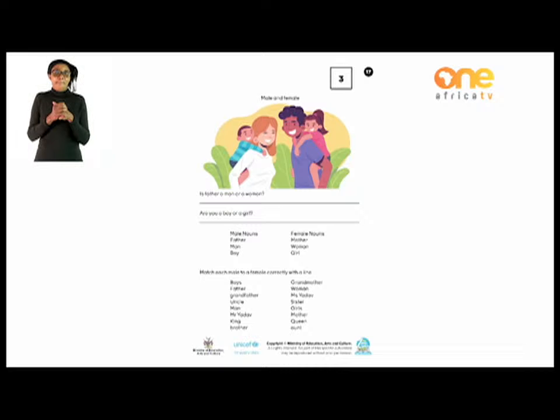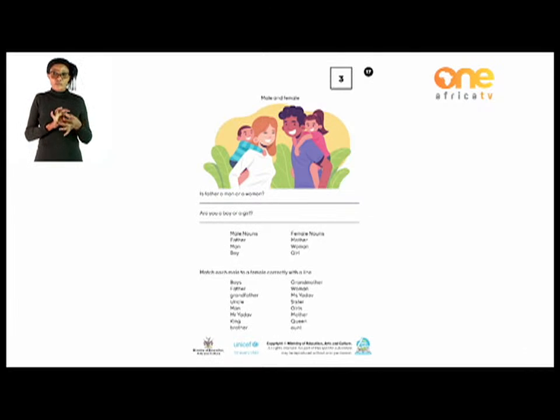And that is our nouns. Can you remember what is nouns? Nouns identifies people, places, or things. I'm going to repeat myself. A noun identifies people, places, or things. Now we have male nouns and female nouns. The male nouns is father, man, boy. The female nouns are mother, woman, girl.